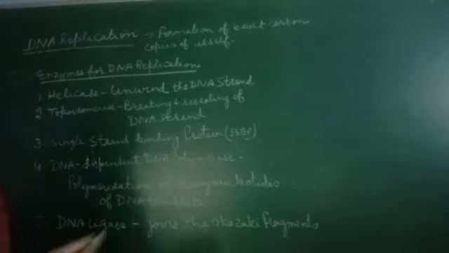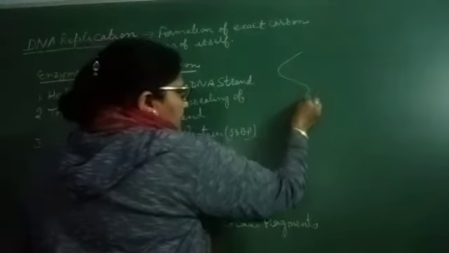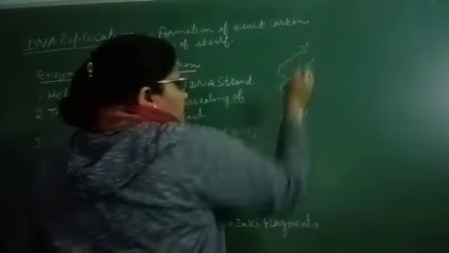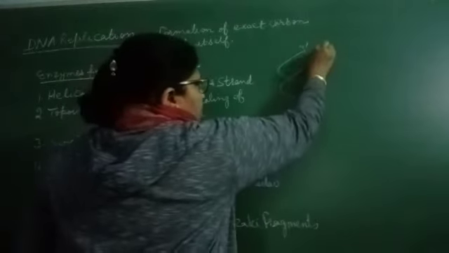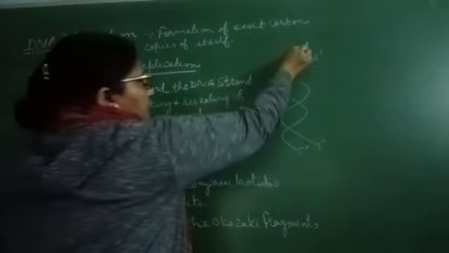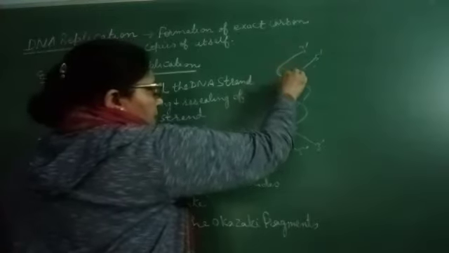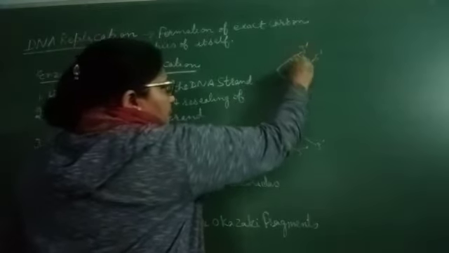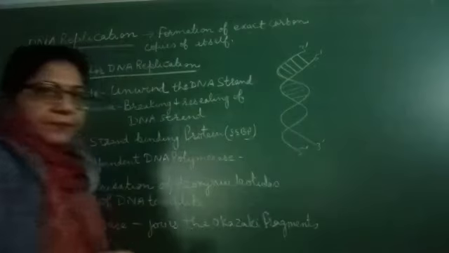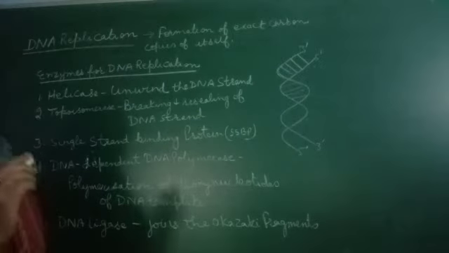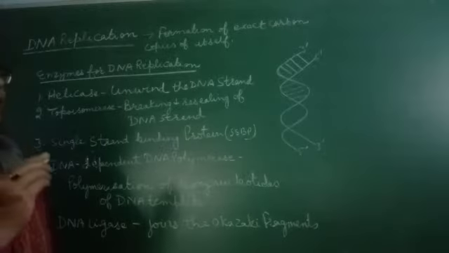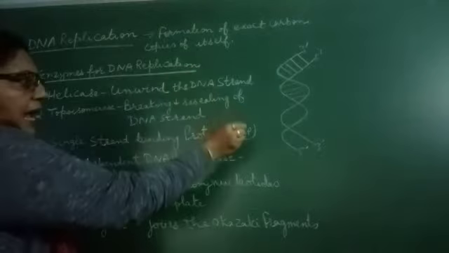As we know, DNA is a double helical structure, anti-parallel to each other, with 3' to 5' and 5' to 3'. And the components of the DNA are the phosphate and sugar as a backbone, and the nucleotides. So DNA has phosphate, pentose sugar, and nucleotides, and they form the anti-parallel double helical structure.